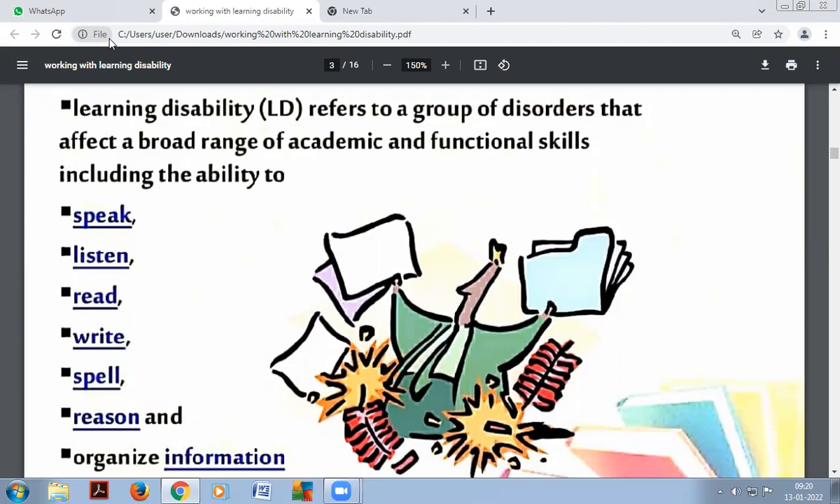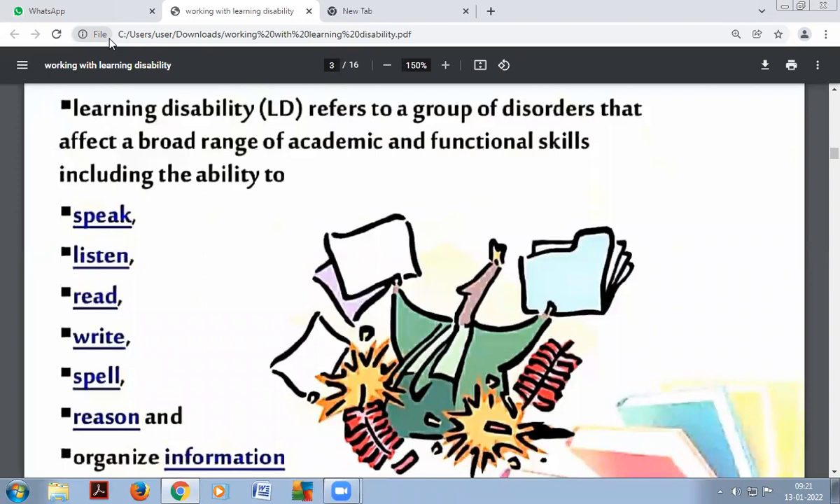learning disorders. Suppose the students who have speaking disorders will be afraid of speaking. And maybe some of the students have listening disorders, and whatever is going on in the classroom, they are not able to grasp or listen properly. Then if they are not able to listen, how will they understand the topic, what is going on? Some of the students may also have reading disorders. If you give them a paragraph to read, they will be afraid of reading. They genuinely have some problems in reading.